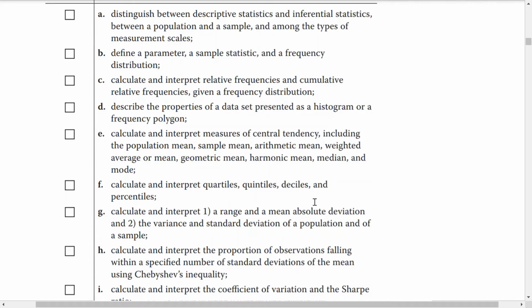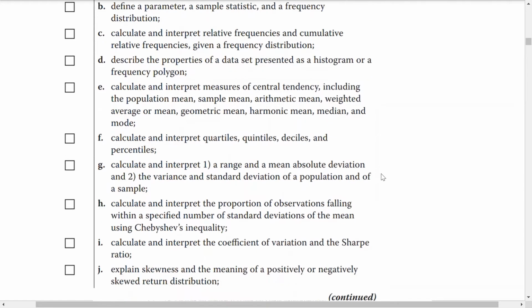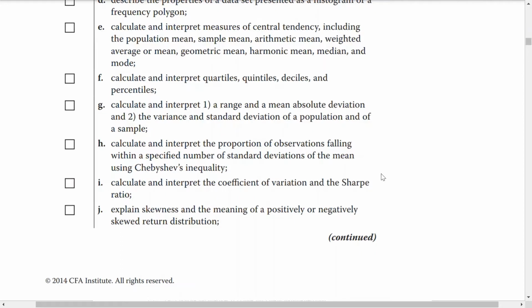Given a frequency distribution, describe the properties of a data set presented as a histogram or a frequency polygon. Calculate and interpret measures of central tendency, including the population mean, sample mean, arithmetic mean, weighted average or mean, geometric mean, harmonic mean, median, and mode. Calculate and interpret quartiles, deciles, and percentiles.